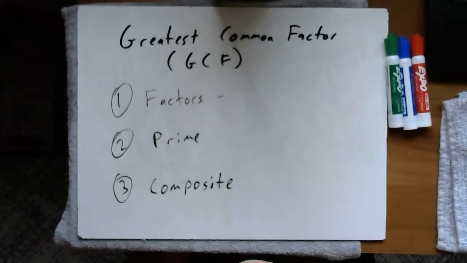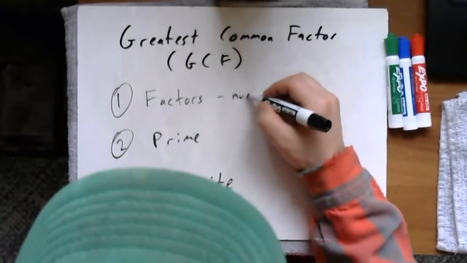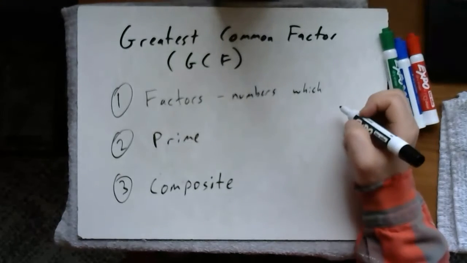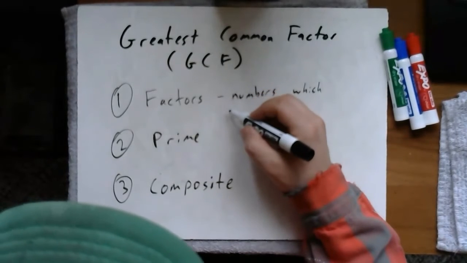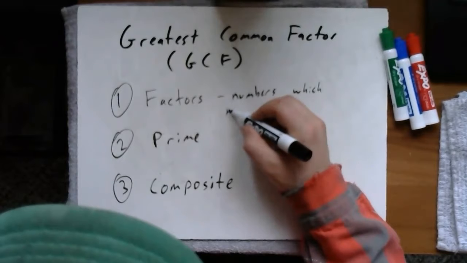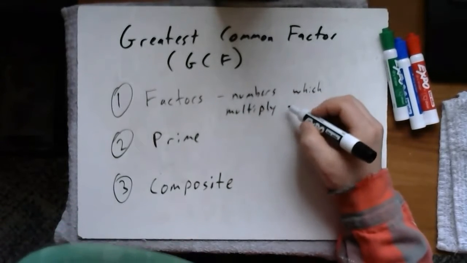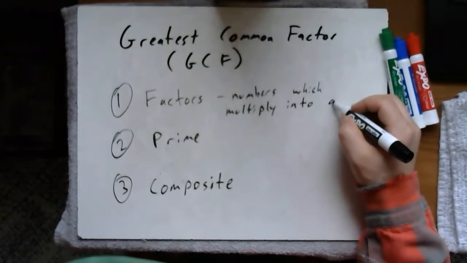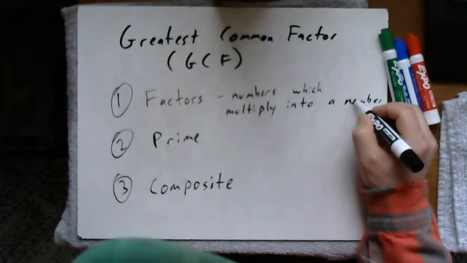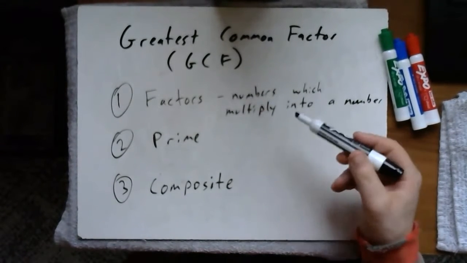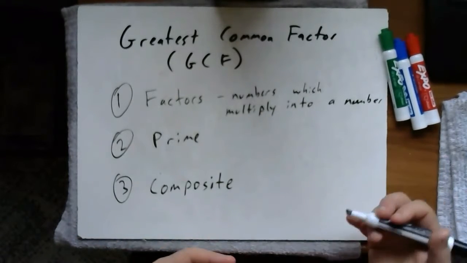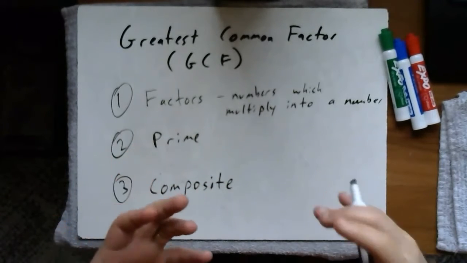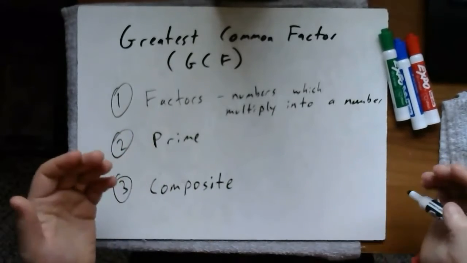Okay, so factors, these are numbers which multiply into a number. All right, and another way of saying that is they divide evenly from a number. So multiplication, division, remember inverse operations. So factors, these are numbers that multiply together to make a number, or the factors of a number are those individual numbers which multiply to create that number.